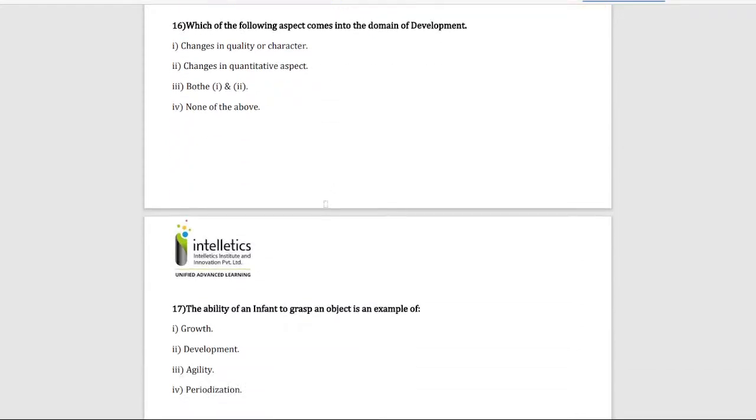Question number 16. Which of the following aspects comes into the domain of development? First, changes in quality or character. Second, changes in quantitative aspect. Third, both first and second. Fourth, none of the above. And the correct answer for this question is first, changes in quality or character is the aspect that comes into the domain of development.